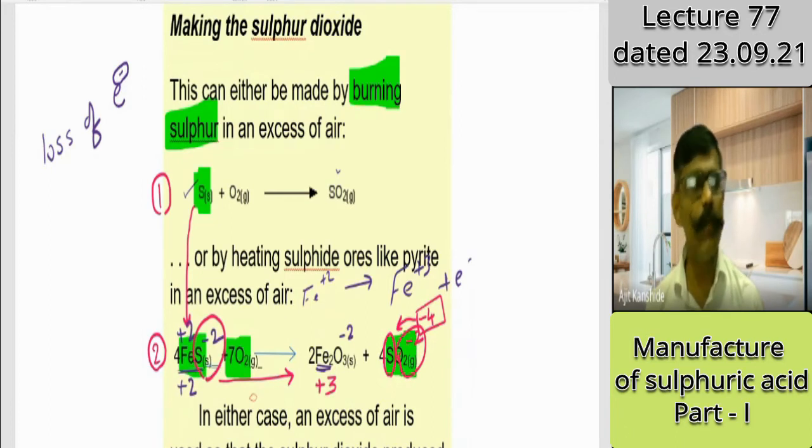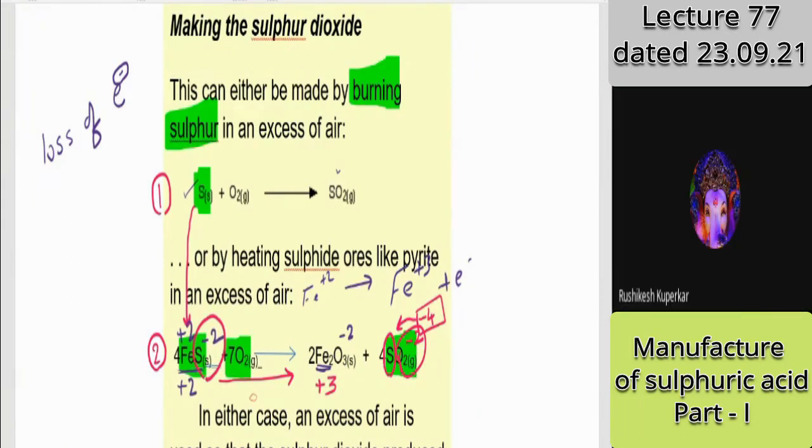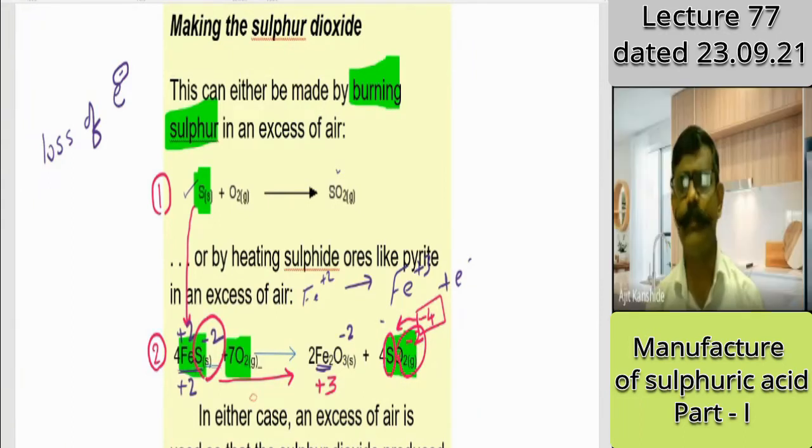See students, everybody said that you will reply. Reply, no. If you don't know the answer, say don't know. If you don't want to reply, say don't want to reply. If the question is not clear, say the question is not clear. +4. Exactly, +4. Simple thing was there. So what is happening here? S-2 is converted to S+4.